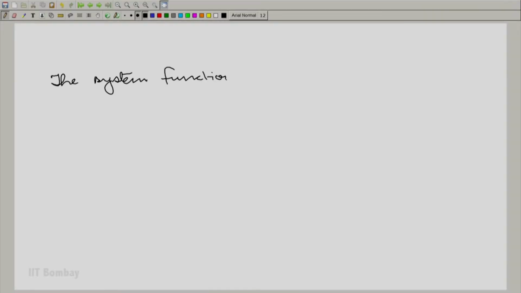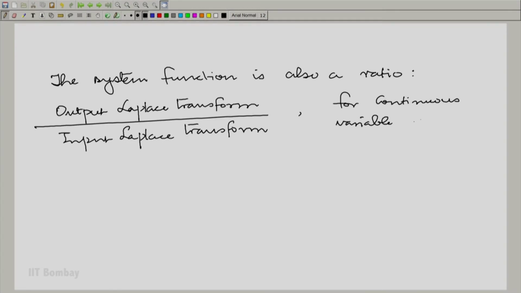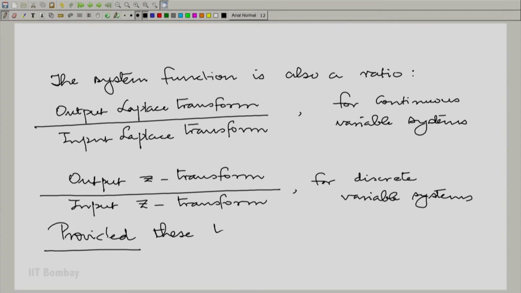So much so, as I was saying, we can also interpret the system function as a ratio of two transforms. So, let us write down that definition as well. The system function is also a ratio. It is a ratio of the output Laplace transform to the input Laplace transform for continuous variable systems, and of the output Z transform to the input Z transform for discrete variable systems. Of course, this is all provided these transforms exist.